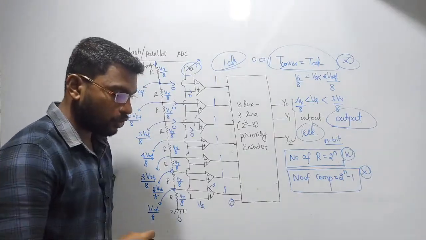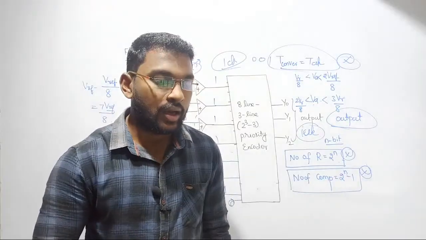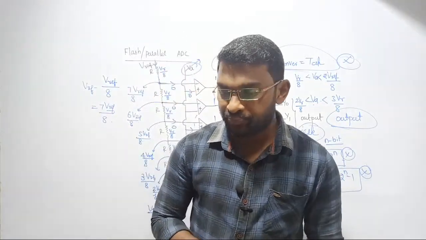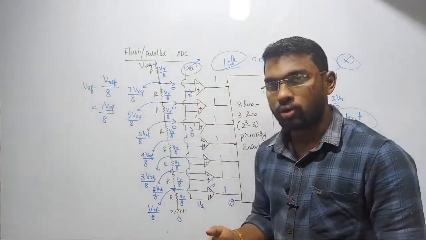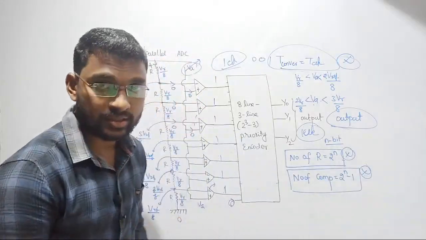Let us discuss the final converter, called dual slope. I said that this method is completely different from these. I am repeating once again: till now we have discussed the counter type of ADC, and then we talked about the successive approximation register ADC.